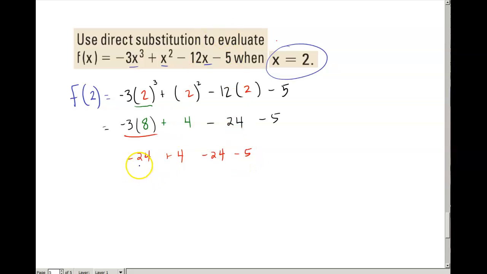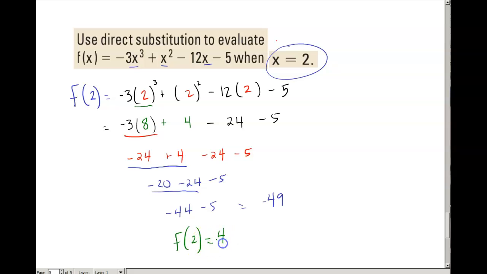And now we just have to add and subtract from left to right. Negative 24 plus 4 is negative 20. Minus 24 minus 5. We have negative 44 minus 5. And so a grand total of negative 49 is my answer there. So our final thing that we can write here is f of 2. If I plug in 2 into the function, I get negative 49 is my answer there.